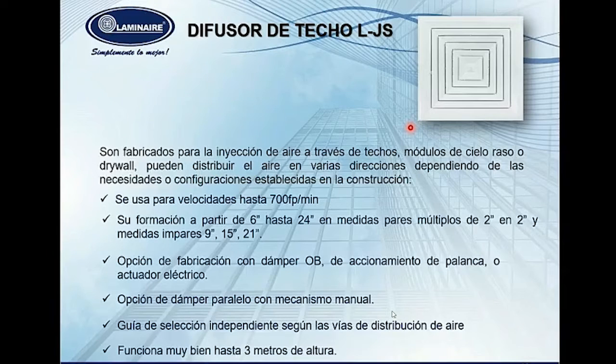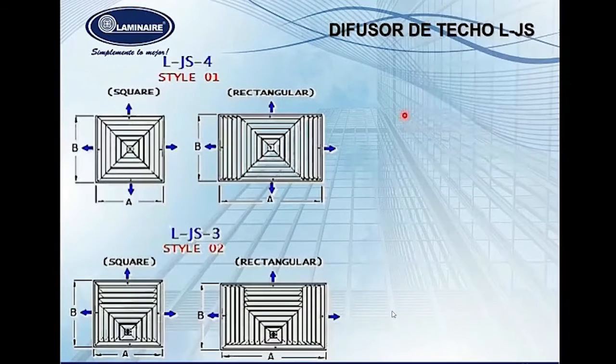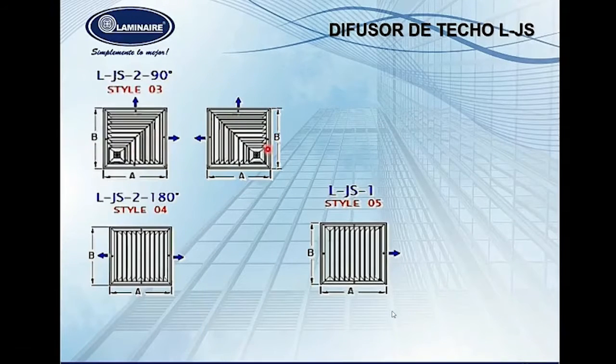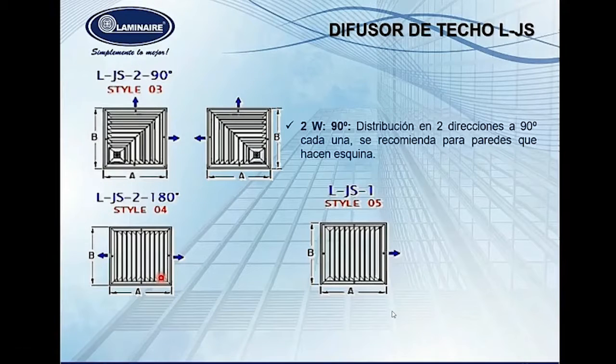The diffuser is limited up to 2.5 or 3 meters height. Over that height, with this kind of diffuser, it will not be a good option because there are some other types of diffuser that could be used for higher heights. It could be manufactured square or rectangular in 4 ways, square in 3 ways, rectangular in 3 ways, 2 ways in 90 degrees, 2 ways in 180 degrees, and it could also be done like this.